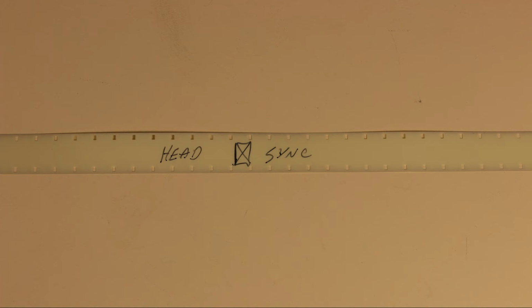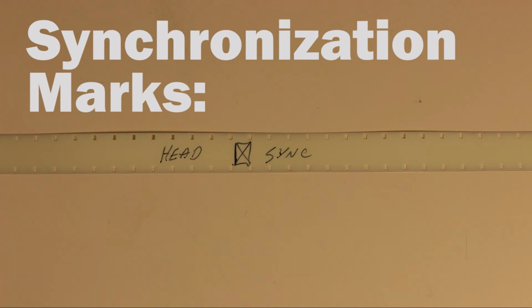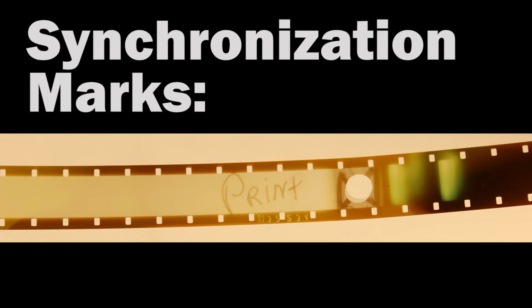And let's wind a little further. And what do we have here? The words head and sync with an X and a box in the middle. This is actually one of the most important things to note for the digitization of a film, and to make sure that you capture during digitization. I usually see these in the form of a punch hole, where a hole punch was used to actually cut out a circle on one frame of the film.